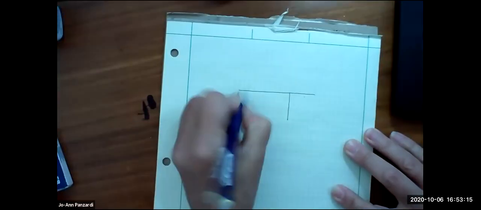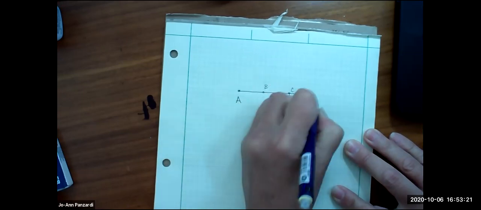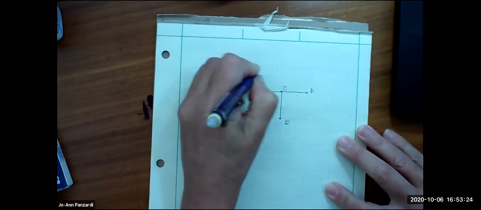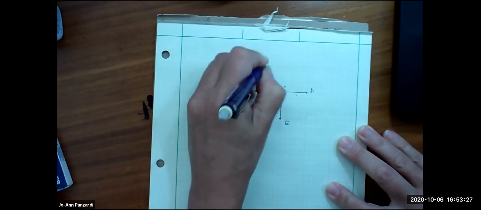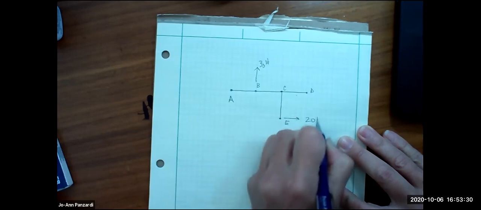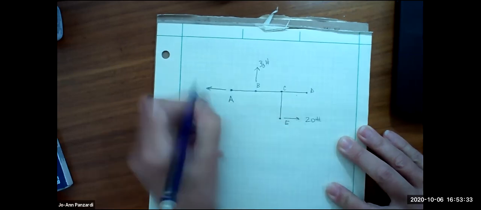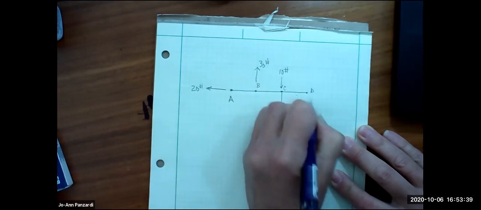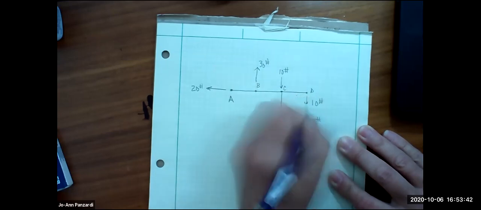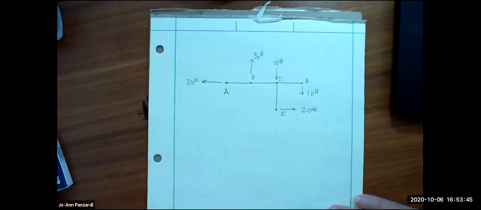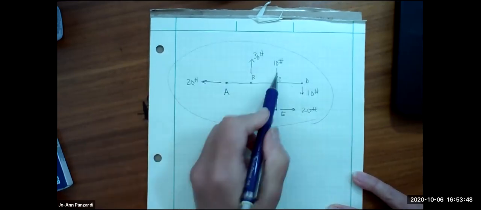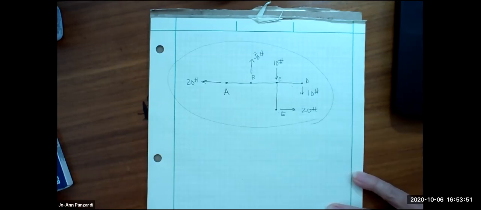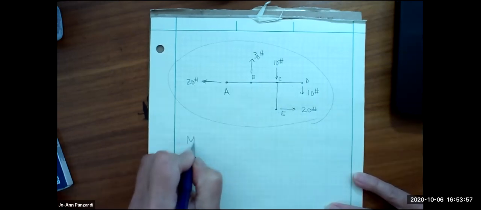So let's say we have a problem where we have a bracket. We're trying to find the moment about A, B, C, D, E. And we have a 30-pound force here, a 20-pound here, a 20-pound here, a 10-pound here, and another 10-pound here. Everybody take a look at the problem. Right now we have 1, 2, 3, 4, 5 forces. It's going to take us a long time to figure out the moment about a point. Let's say I want to know the moment about point A.